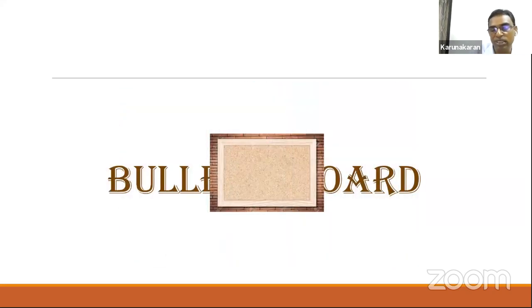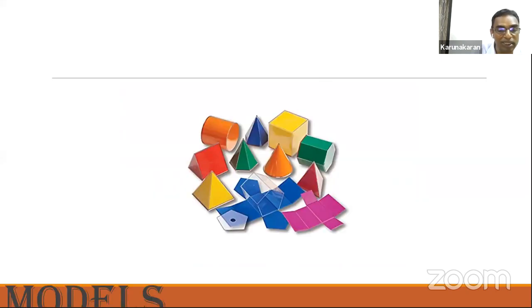Then the bulletin board, this is also used. This is a visual aid. On a bulletin board, we can write something, a small news item, right? A small piece of news. So for that purpose, bulletin boards are used. This is models. So the models are also used.